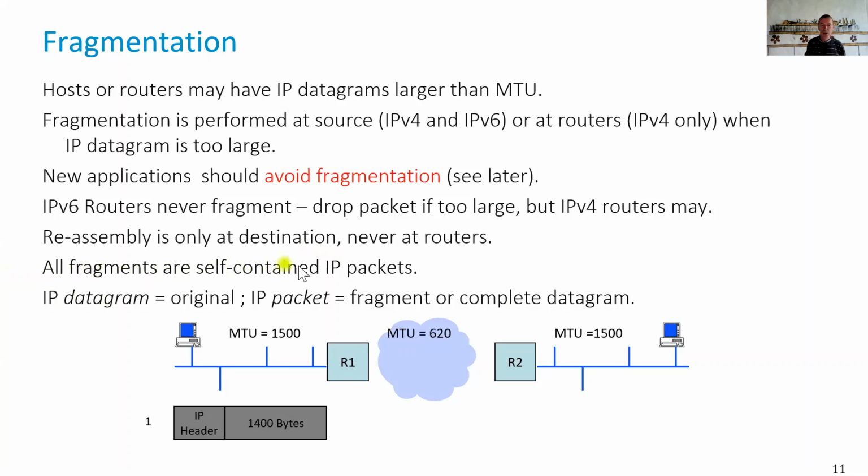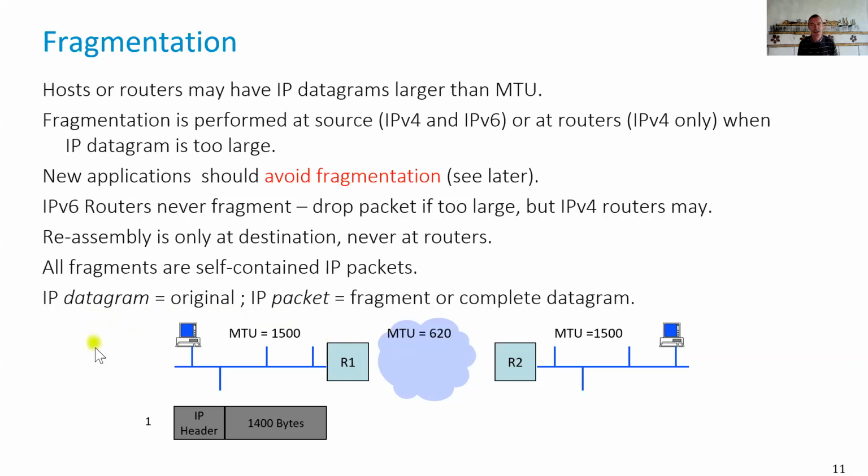Last, all fragments are ordinary IP packets. This is in contrast to other networking technologies where, when something is broken into smaller pieces, we put some special header on the pieces to be able to recognize them. Here, that's not the case. Of course, there are elements to recognize them, but every piece is a standalone IP packet. And if there are multiple paths in the internet, it's not impossible that the different fragments follow different paths.